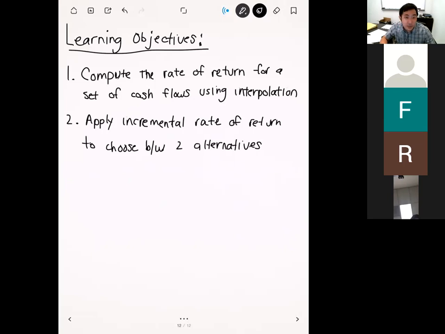Okay, and so the plan for today is we are going to continue our lecture notes on rate of return. We have quite a bit left, and so I don't think we'll finish all of it, but we'll get as far as we can. And then we'll go from there.